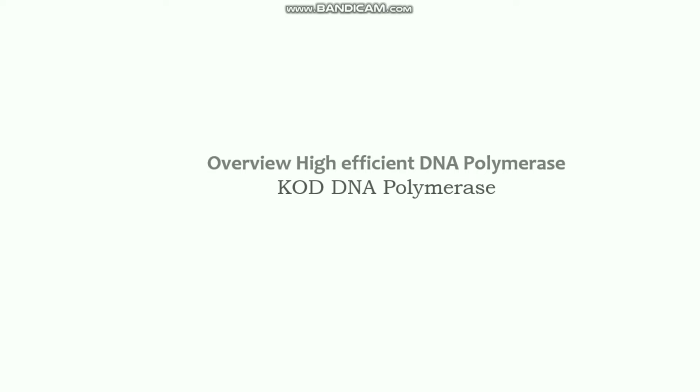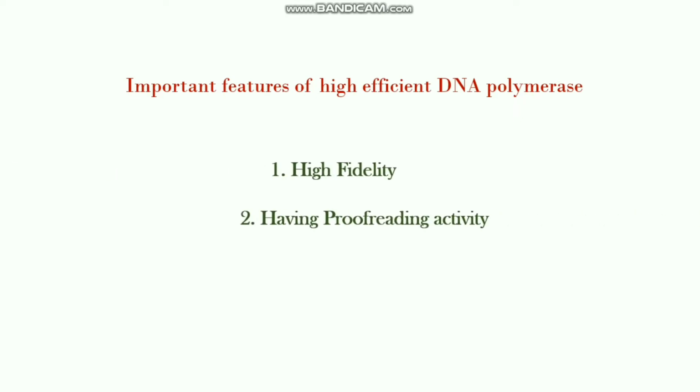So let's begin. First you have to know what important features a highly efficient DNA polymerase should have. There are two important features: high fidelity and proofreading activity. Any kind of highly efficient DNA polymerase should have these primary features.